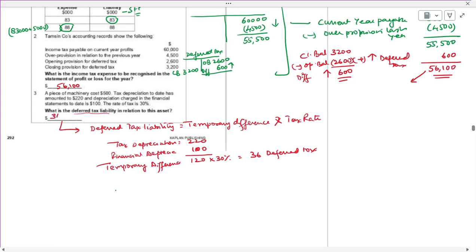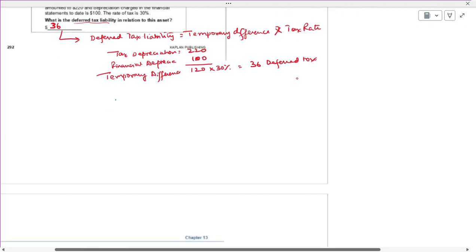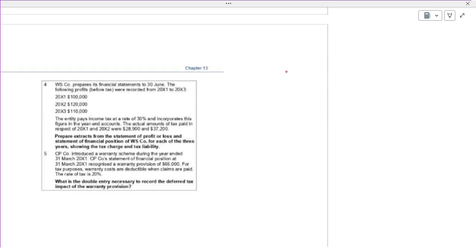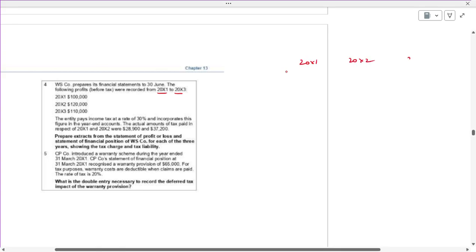Any doubt? Stop me. Is it clear? Yes, doctor. Fine. Prepare for question number 4. Prepare the financial statements for 2001, 2002, 2003.